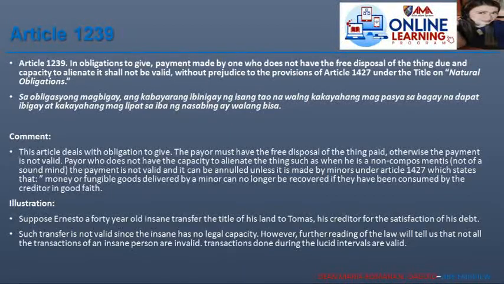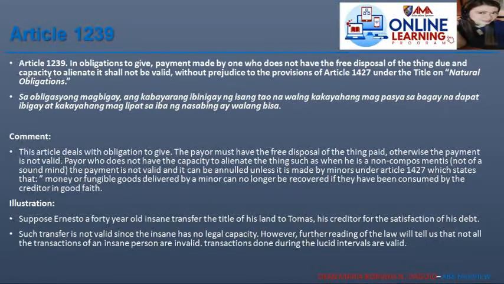Payer who does not have the capacity to alienate the thing, such as when he is non compos mentis or not of sound mind, wala sa tamang katinuan, the payment is not valid and it can be annulled unless it is made by minors under Article 1427, which states that money or fungible goods delivered by a minor can no longer be recovered. Hindi na pwedeng bawiin if they have been consumed by the creditor in good faith.